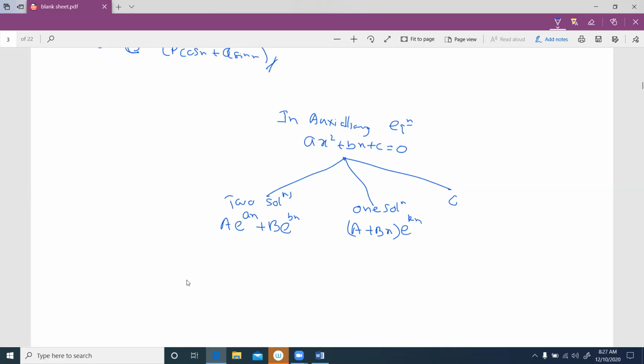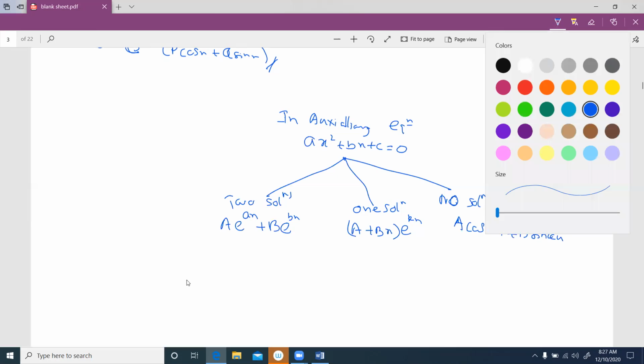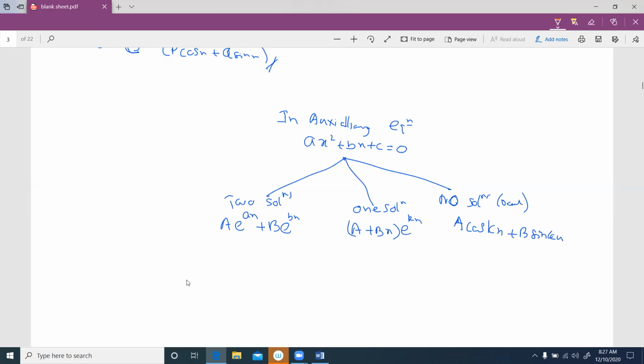No solutions. No solutions means actually no real solutions. If you don't have real solutions, you can write the answer in this format, and if you simplify this, you can say a cos kx plus b sin kx. So simply you can write this answer in this format. Later on, we'll try to understand how you make it. So these are the options we have to follow when you do this second order differential equation.